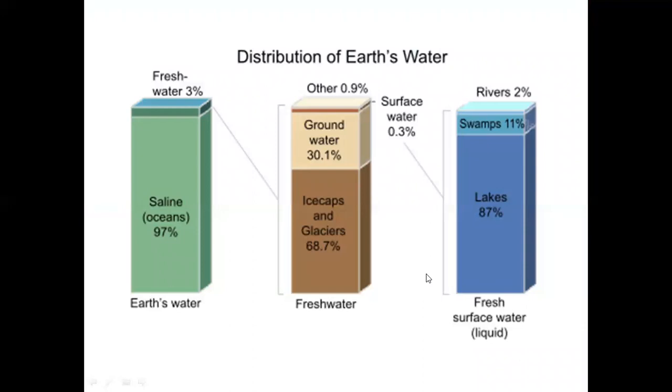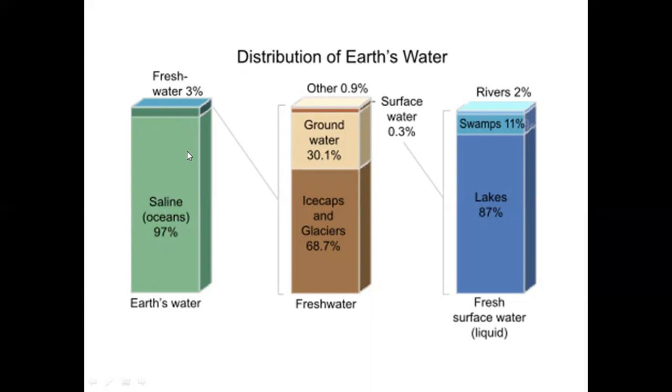Now we are going to the next slide, and we can see in this slide how Earth's water is distributed in various forms. This block indicates Earth's water, and we can see that 97% of this water is saline water. It is very important.